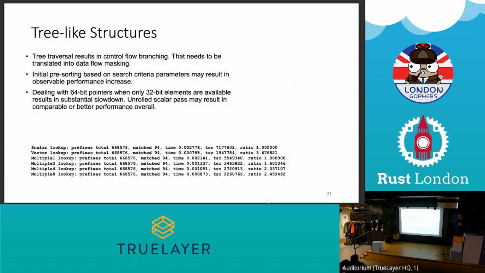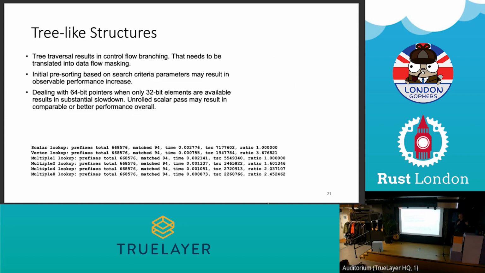So again, a similar approach, you can insert or search for multiple elements in the same tree. However, if you look at the classical tree, that's a structure which requires branching. You compare the key and you go either this side or the other side. With vectorization, you don't have that at all. You need to map it into the data flow. That means that you calculate the left value, you calculate the right value, mask the one that is matching, and continue that for all the levels of the tree.